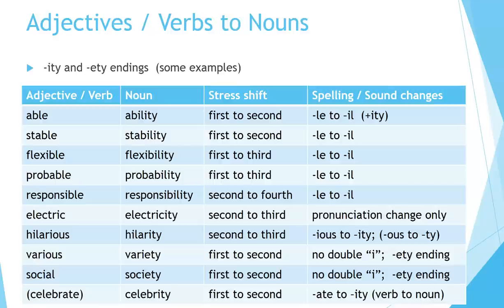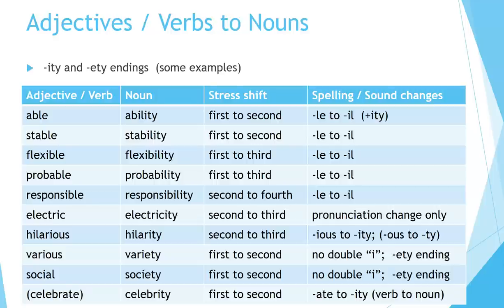The stress goes from the second to the third syllable, I-O-U-S to I-T-Y, or if you want to consider the I-T-Y as part of the ending, it would just be O-U-S to T-Y. Various, variety. The stress shifts from the first syllable to the second syllable. Now this one is different because we can't add another I before the ty ending. So in this case, we don't have a double I, but we have an ety ending, which is basically the same idea here.